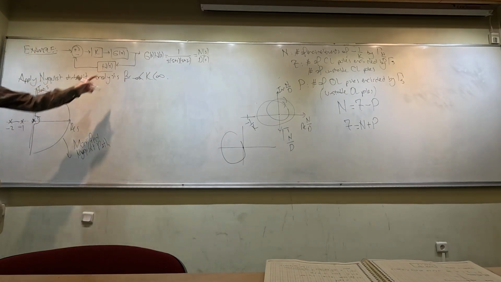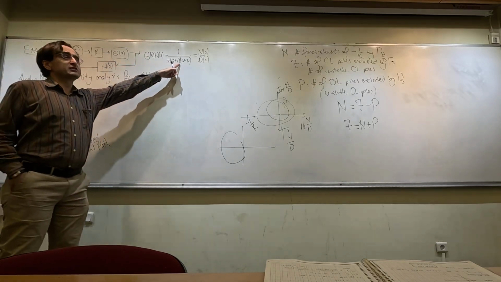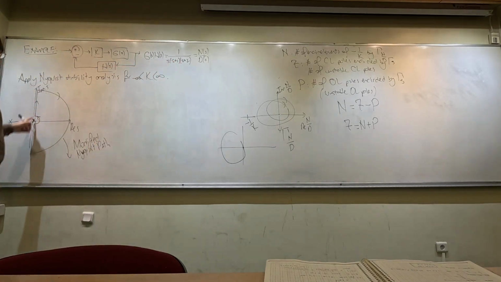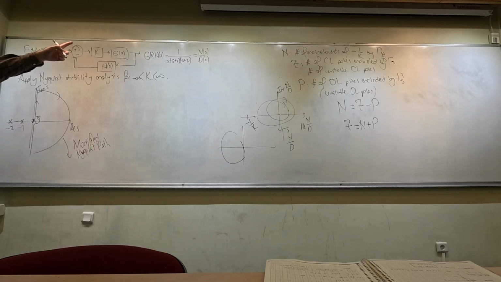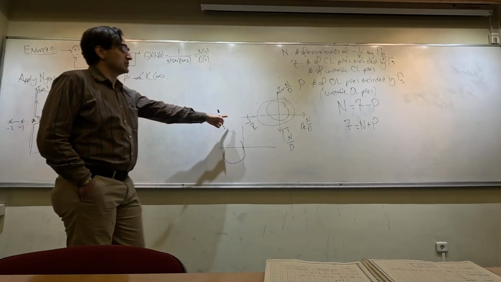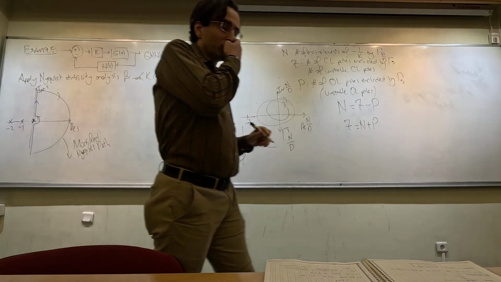And we are going to do this if there is a pole of this transfer function exactly on the Nyquist path. If there is a 0, I won't care. It's not going to cause any problem because I'm looking for the encirclements of other points than the origin.